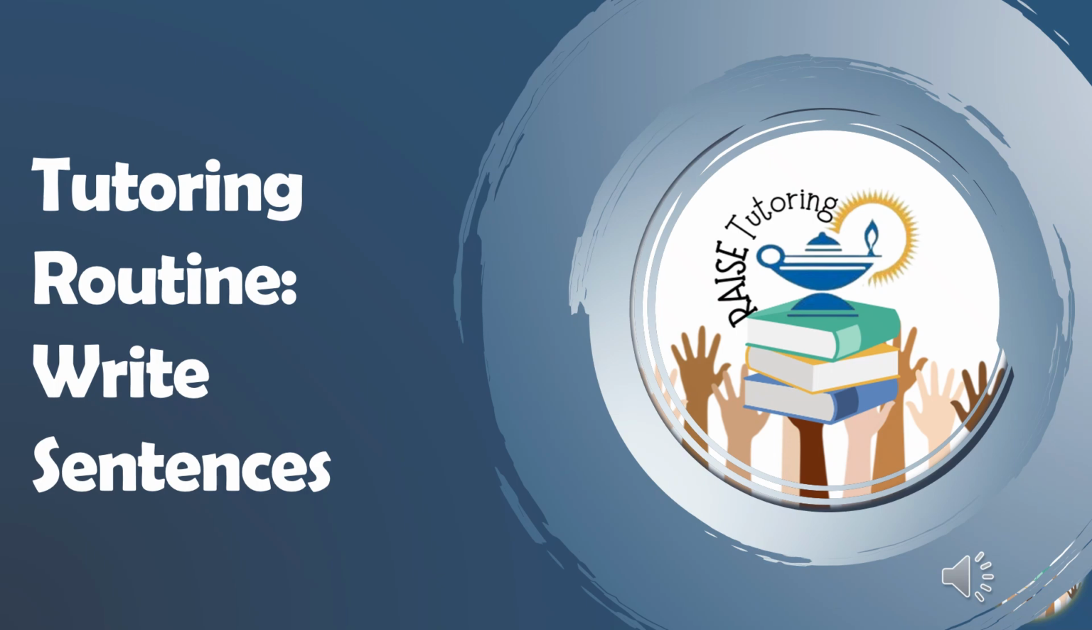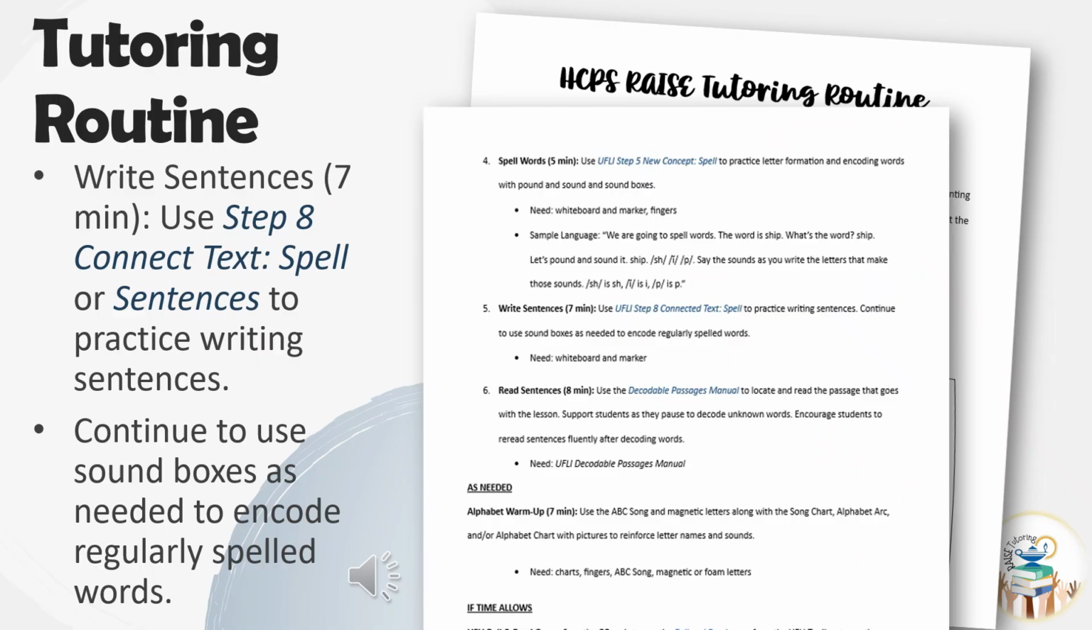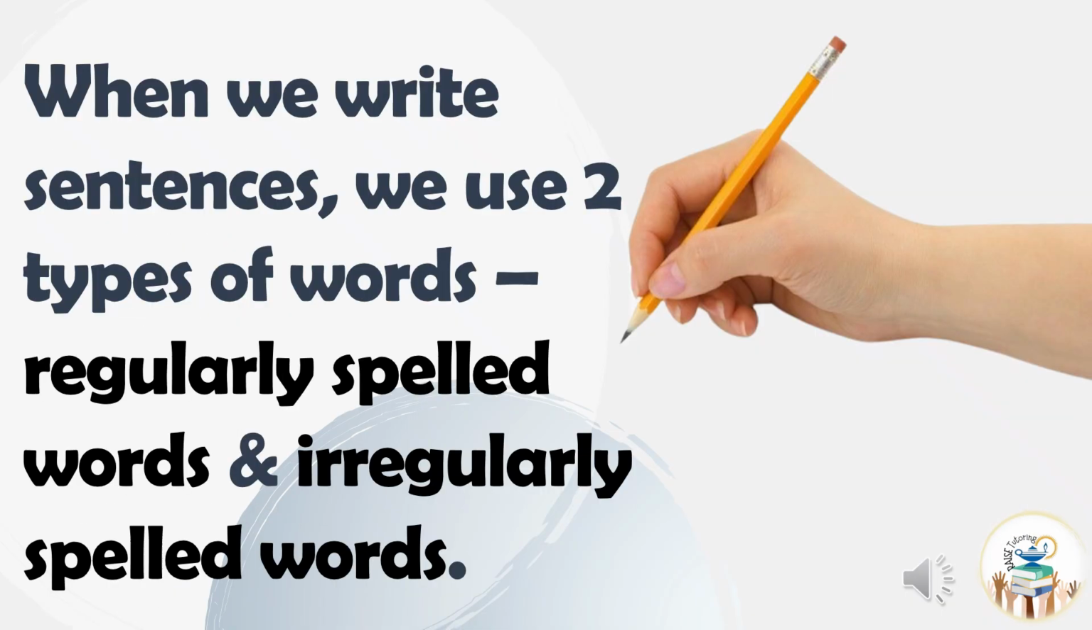The next part of our tutoring routine is sentence writing. This part of the tutoring routine is found next to the number 5 on page 2 of the document. When we write sentences, we actually use several different types of words. We have the regularly spelled words that follow the patterns that we've been reinforcing with the students, but then we also have irregularly spelled words, and there are similarities and differences in how we treat both of these types of words.